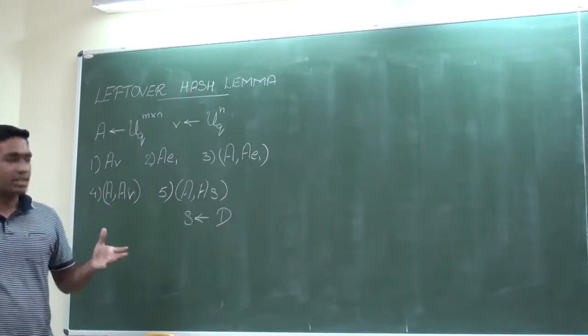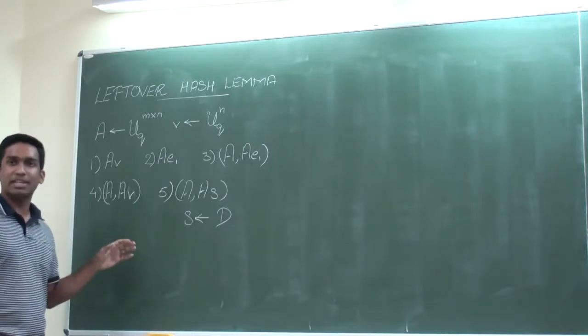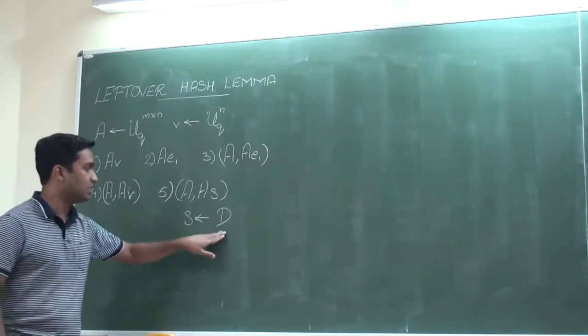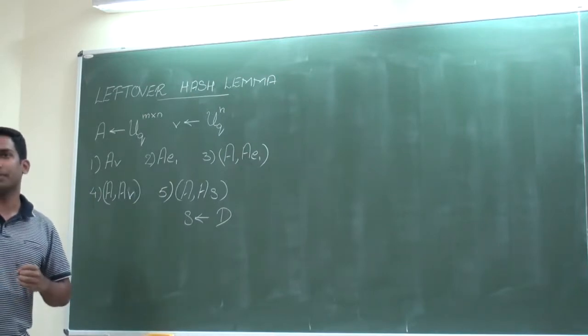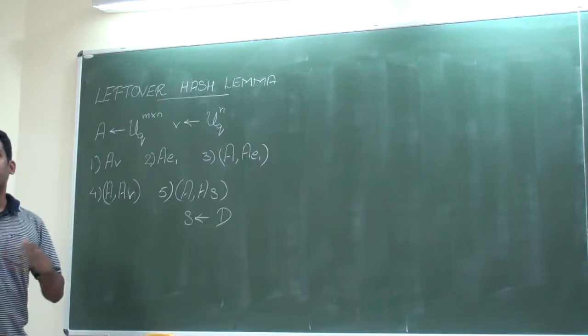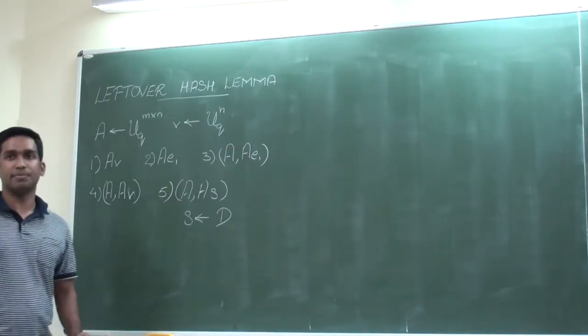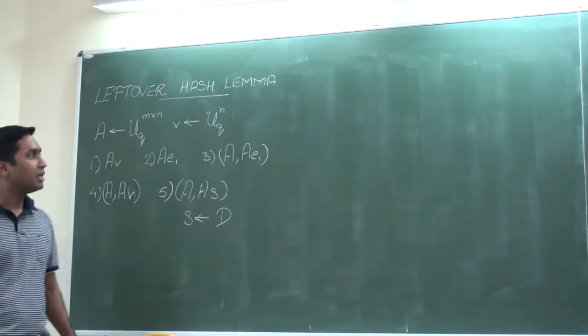Again, intuition says that yes, it will look somewhat random. And what the leftover hash lemma says is that if you know that this distribution has enough entropy, that is enough randomness, and at the same time the number of columns in A is bounded below, then this will look random. It will be close to the uniform distribution.